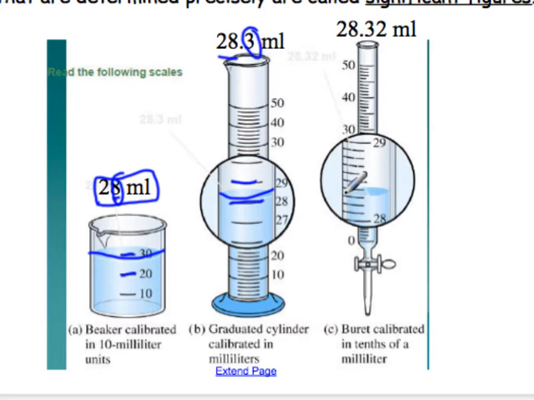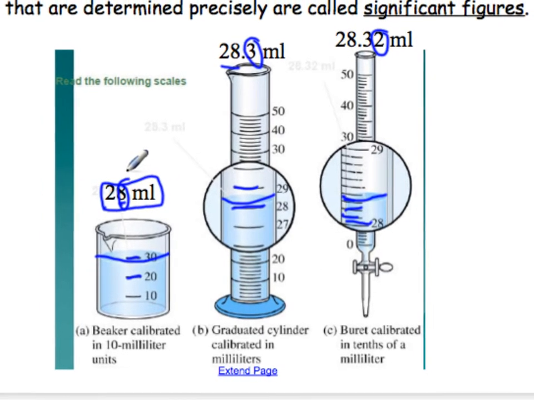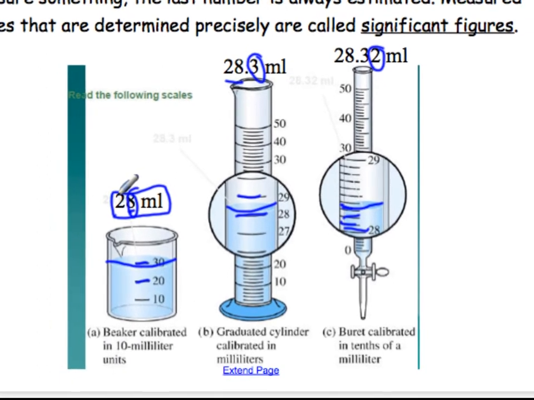Same thing is true with the burette. Now I have my meniscus right here. When I'm going up, you see I'm going up with 28 in tenths of a milliliter, so this is 28.1, 28.2, 28.3. I'm again just slightly above that, so this last value here is estimated to be about a 2, so 28.32. You can see that the tools and devices that we're using affect the measurements that we're making. But whenever we're making measurements, this last value is always estimated.